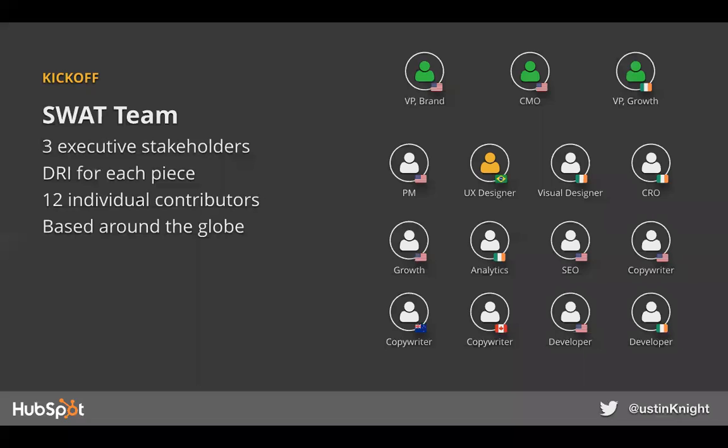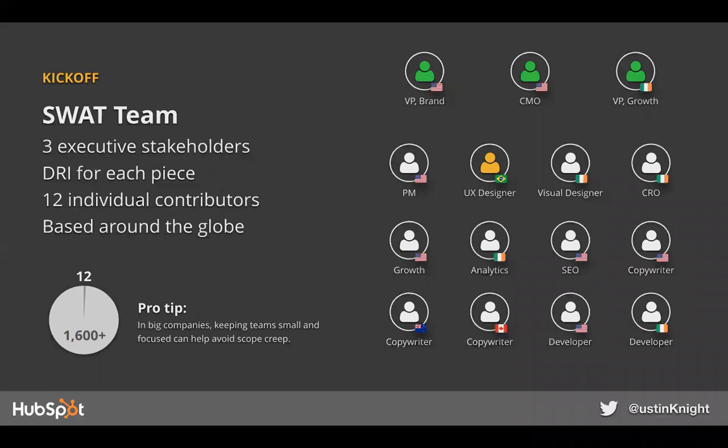And even though 12 individual contributors might seem like a lot of people, if you consider it in the context of our 1,600 plus person organization, it's less than 1% of the company that would be determining the direction for the site that is really the lifeblood of our organization. So it was small, it was autonomous, and it was fast moving. And that's really a big thing to keep in mind, is that in big companies, or for that matter, in any company, keeping a team small and focused is going to help you avoid scope creep and stakeholder bloat.